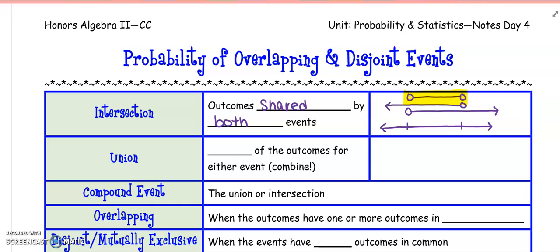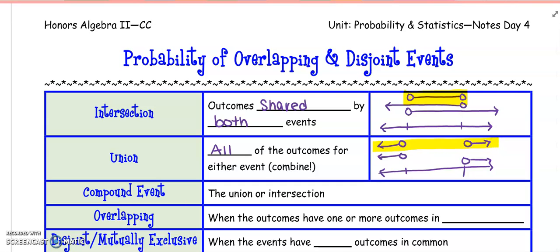When we talk about the union, it is all of the outcomes for either event. It's the combination of the two of them. For example, if we had one inequality that went like this and another one that faced in the other direction, then the union of the two of them would be both of those put together.